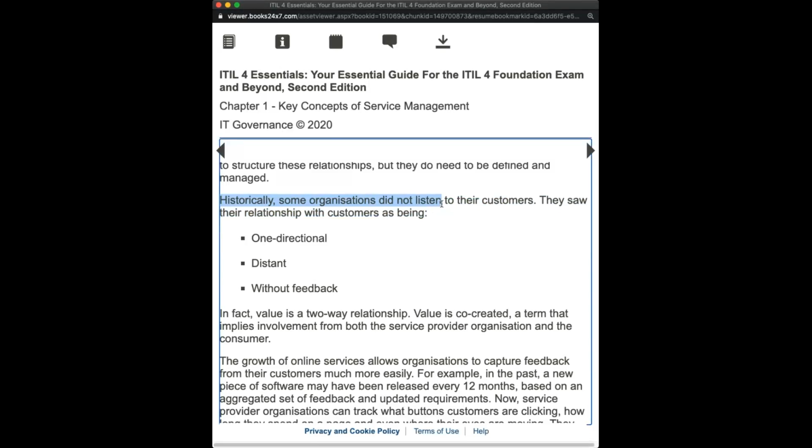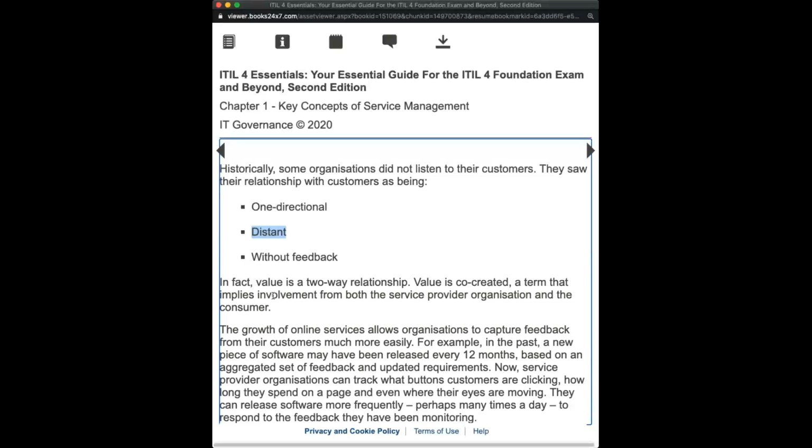So organizations historically didn't listen to their customers. They saw their relationship with the customer as being one directional, right? They give the product and that's it, right? Distant. They don't even know who their customer is without feedback. The customer couldn't even give feedback, there's no way to contact them, right?